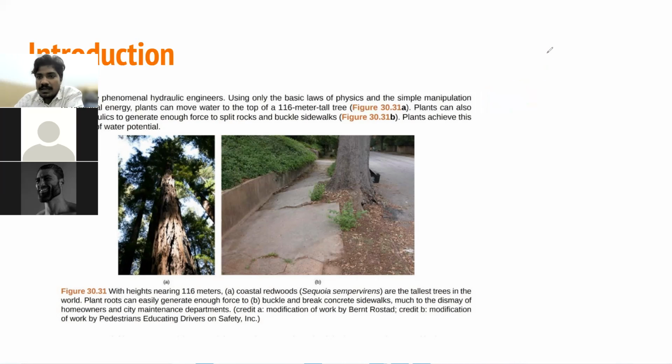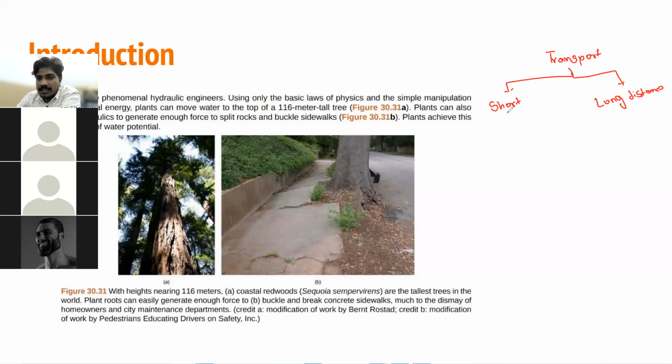In the case of plants, two different types of transport systems are present. First is called short distance transport, and the second is called long distance transport. Are you all getting these points? Yes, sir. Okay, in the case of short distance transport, three different processes are involved.